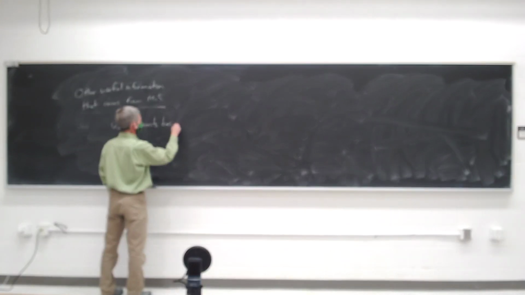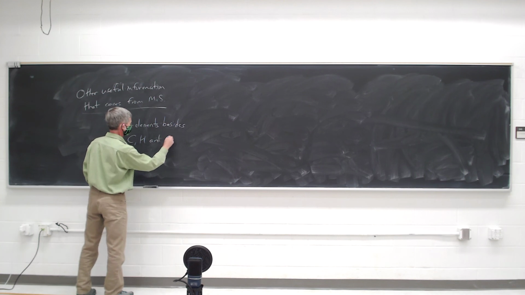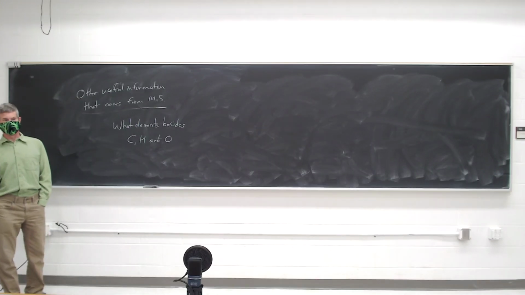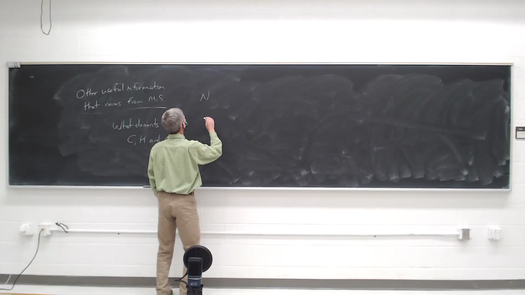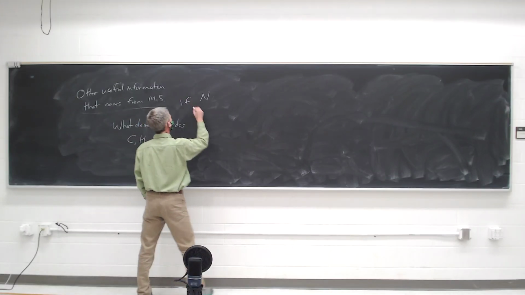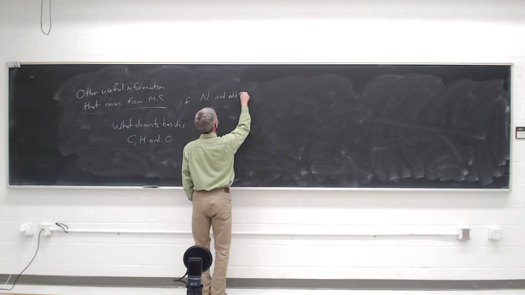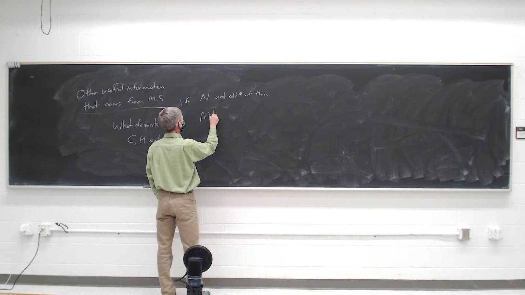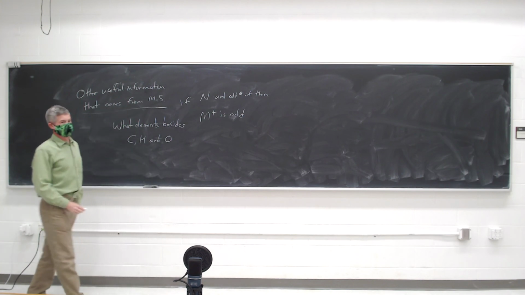Besides C, H, and O, which are pretty common in organic molecules, a lot of organic molecules have some of those. If there's an N, and an odd number of them, then the molecular ion is odd, not even.